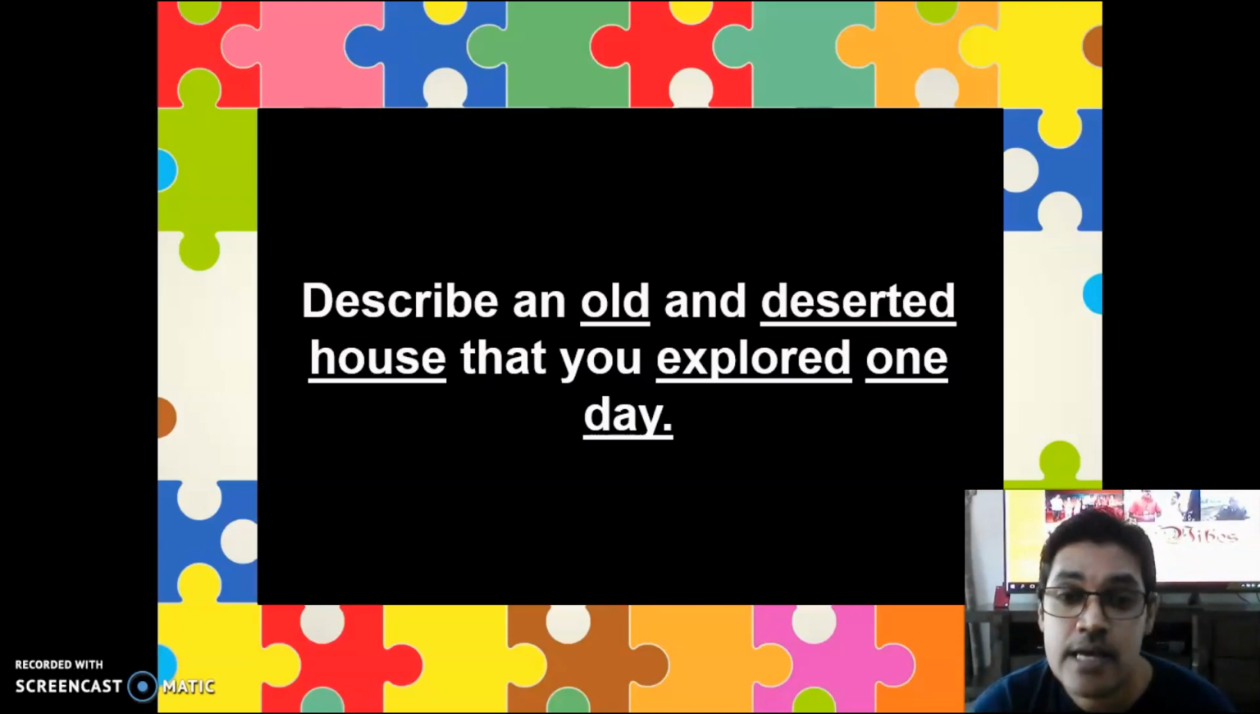For example here, describe an old and deserted house that you explored one day. So you're going to describe a house here. And how is the house supposed to look? It's supposed to be an old house. That is why I have underlined the word old here. And the old house is also deserted. Nobody lives in the house. So you have to remember, this house is old and deserted. So what are the vocabulary and descriptive phrases that you need to use to describe an old and deserted house? And what did you do to the house?